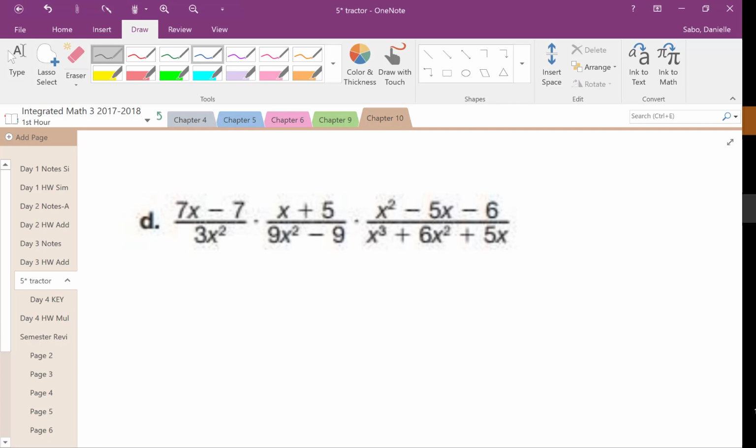Let's start. What can I factor out of the first piece of this problem? A 7. So I'm left with x minus 1. Can I factor this piece? No. What about that one? No. What about this one? What can I factor out? A 9.